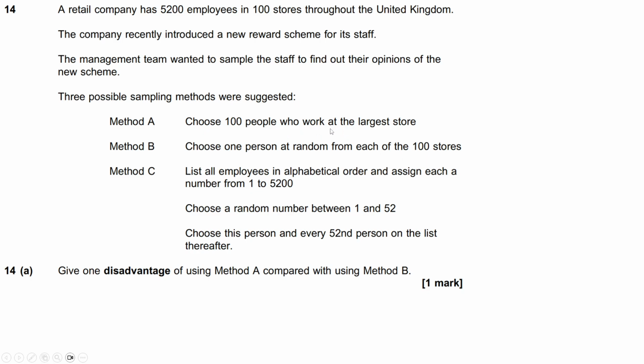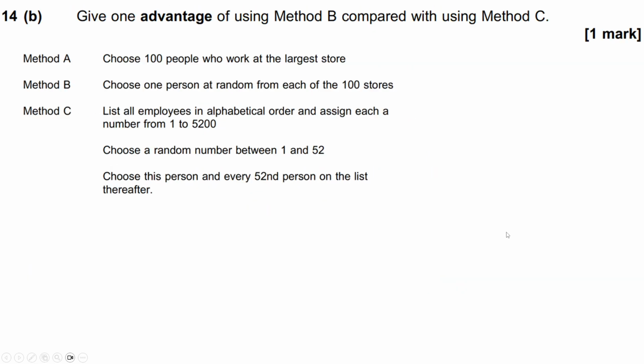Now, method A is biased, all right, because if you're just looking at people from the largest store, they're going to have different opinions from the people at the other 99 stores. So it's not really fair just to pick only from one store, right? Because all those people might have slightly similar opinions compared to other people at different stores. So method A is biased, whereas B is not. Or technically B might still be a little bit biased because if you're only checking one person, but it's less biased. Give one advantage of using method B compared with using method C.